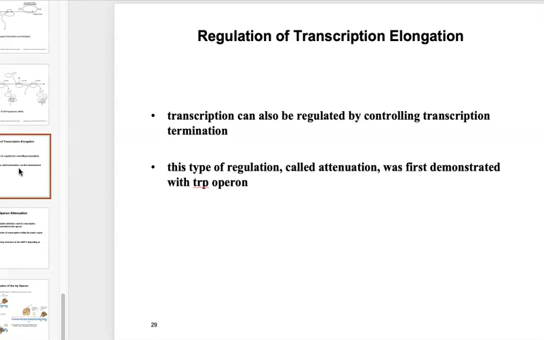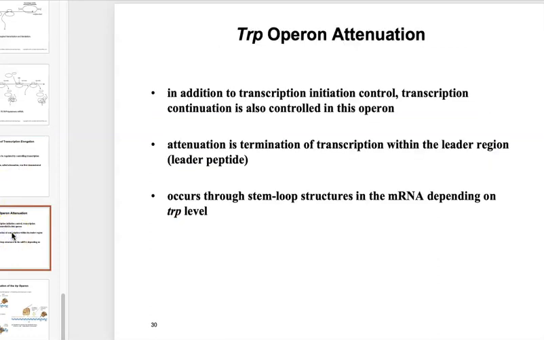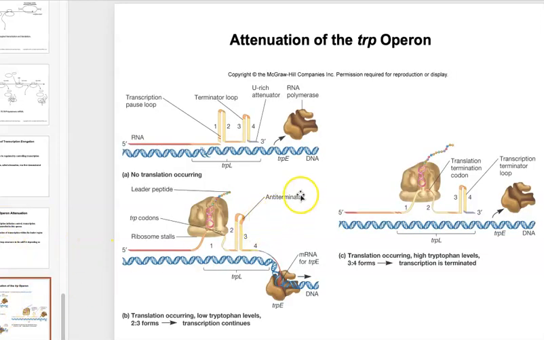This type of regulation, called attenuation, was first demonstrated with the tryptophan operon, and that's what I'll emphasize here. So trp operon attenuation: in addition to transcription initiation control, transcription continuation is also controlled in this operon. Attenuation is termination of transcription within the leader region, or the leader peptide, and occurs through stem loop structures. So here we have the model for this.